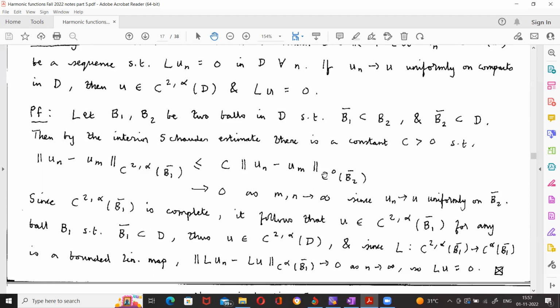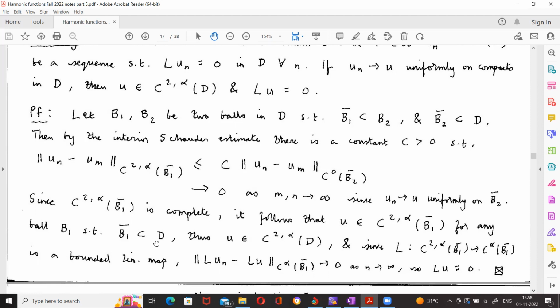So this right-hand side goes to 0 as m, n tend to infinity because the u_n's are converging uniformly on compacts. In particular, they're converging uniformly on this compact B2 closure, right? So that means that my sequence u_n is Cauchy in the space C2,alpha of B1 closure. But this is a Banach space. So therefore, it converges in this Banach space. And so the limit function u is in C2,alpha of B1 closure for any ball with B1 closure contained in D.